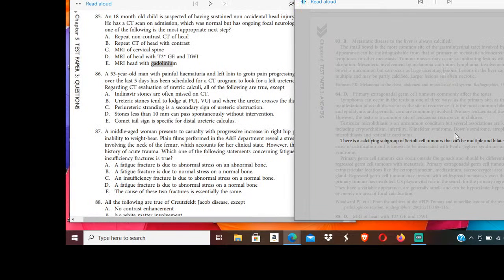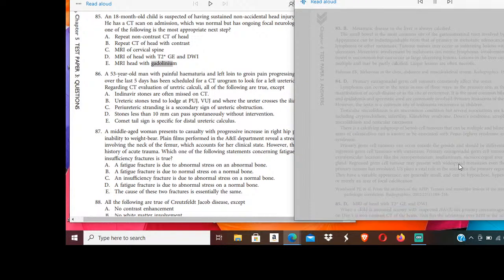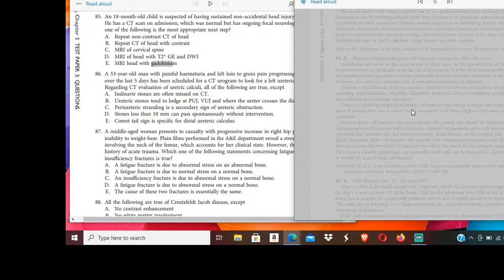Multiple and bilateral with large areas of calcification, and is known to be associated with Peutz-Jeghers syndrome and Carney syndrome.